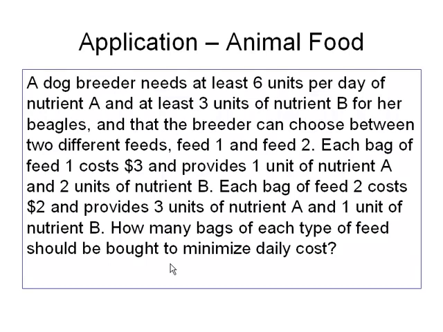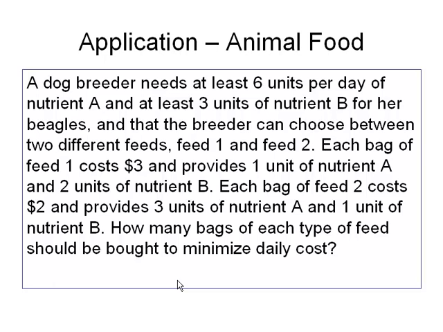A dog breeder needs at least 6 units per day of nutrient A and at least 3 units per day of nutrient B for her beagles. And that breeder can choose between two different feeds, feed 1 and feed 2.